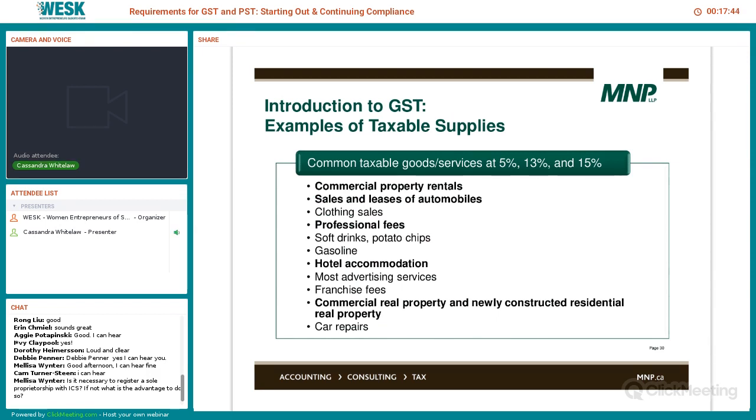So most goods and services will be taxable at either 5% for the GST provinces or 13% or 15% for the HST provinces. Some common examples would be commercial real property rentals, sales and leases of automobiles, professional fees, accommodation in hotels, any commercial real property, as well as any newly constructed residential real property.